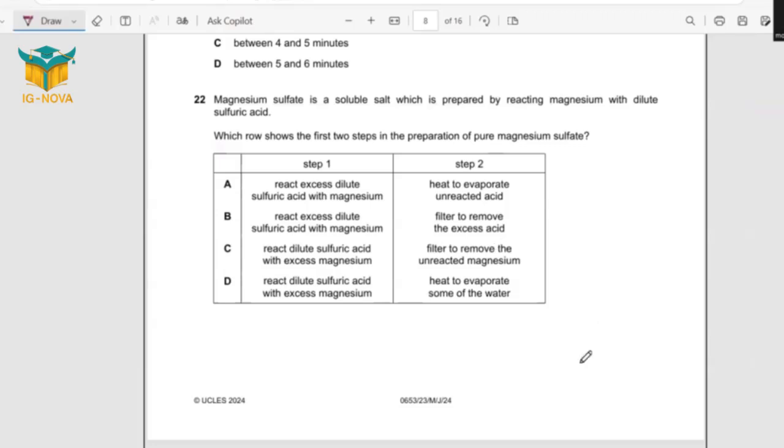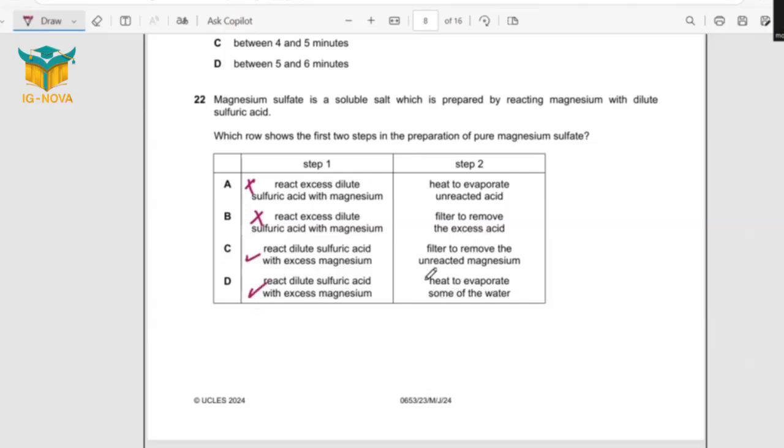Magnesium sulfate is a soluble salt which is prepared by reacting magnesium with dilute sulfuric acid. Crystallization. So step 1, react excess dilute sulfuric acid with magnesium. Wrong. We do the opposite. We ensure that all acid reacts, so we react excess magnesium. React excess sulfuric acid, which is a mistake. React dilute sulfuric acid with excess magnesium, accept.